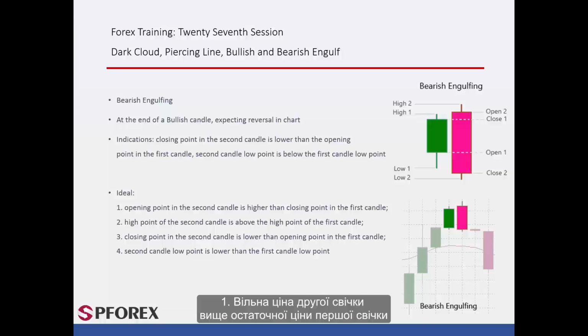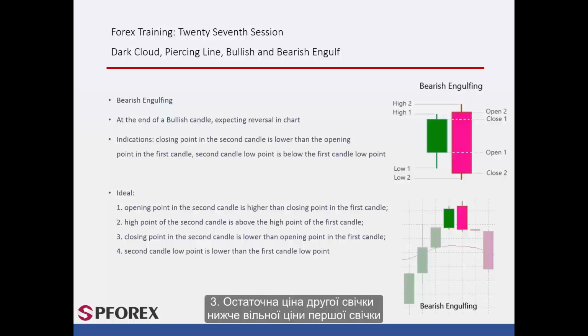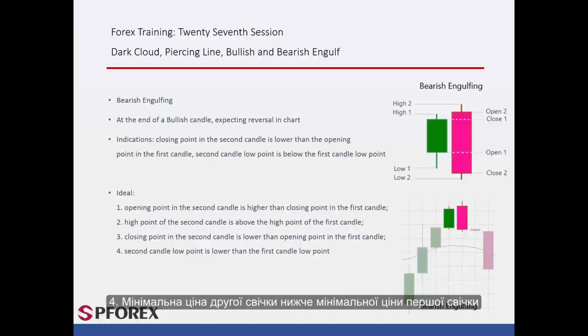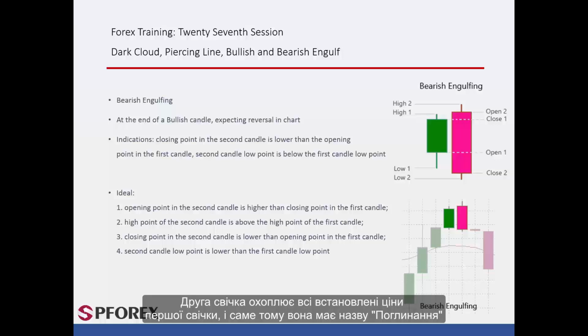1. The open price of the second candle is higher than the close price of the first candle. 2. The high price of the second candle is above the high of the first candle. 3. The close price of the second candle is below the open price of the first candle. And 4. The low price of the second candle is lower than the low of the first candle. The second candle covers all price points of the first candle, hence why it is called engulfing.